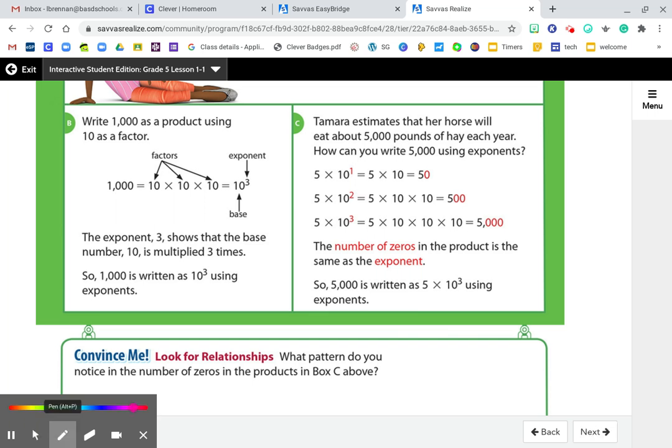And you know that 5,000 is 5 times 1,000. 10 to the third is just replacing the way we show that number 1,000. And the pattern that we notice up here is the exponents are the same as the number of zeros in the value. The number of zeros in the products is the same as the exponent. So that's our pattern.